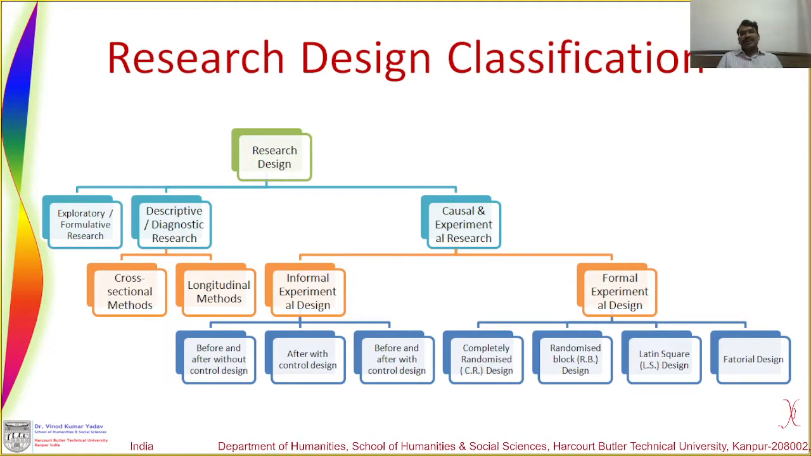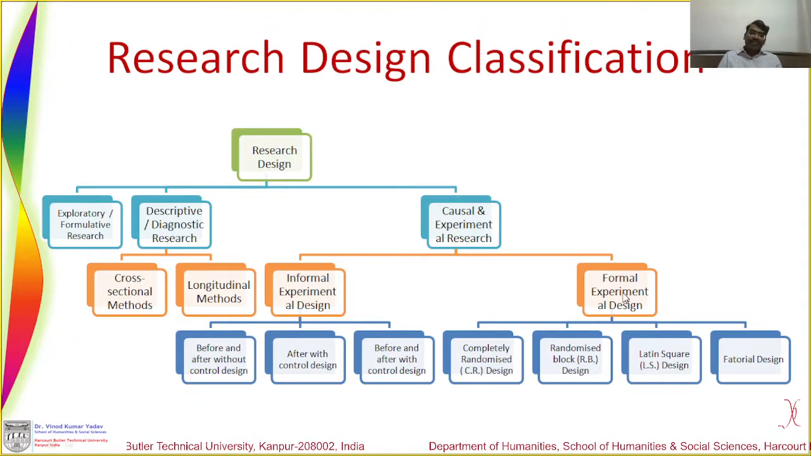So when you do an informal experiment, that means you try to get the data before control and after control. The first is informal experimental design: before and after without control design. Another is after with control design, and then before and after with control design. So these are three methods where we use control design. We will discuss this control design in the coming part of the lectures.